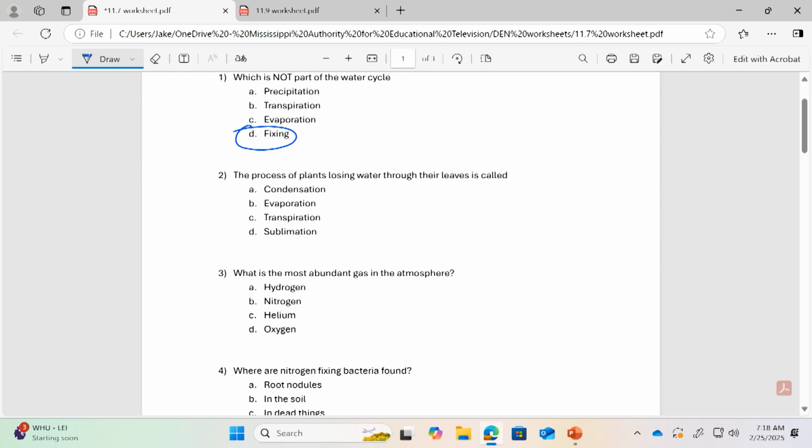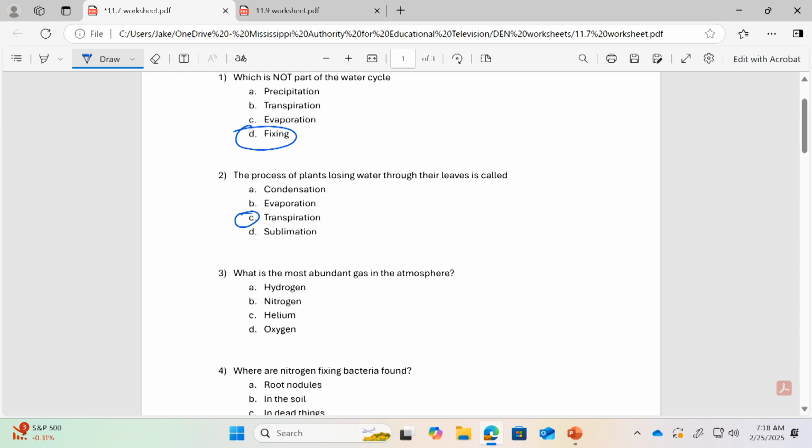So number 2, this says the process of plants losing water through their leaves is called. Okay, so for this one, this is going to be letter C, transpiration, and sometimes you'll see this called evapotranspiration because it's being evaporated off of the plant. Okay, all of these others are terms that are in the water cycle that I think you've heard of before, but transpiration tends to be one that you haven't heard of before getting to biology, so I want to make sure we talked about that one.